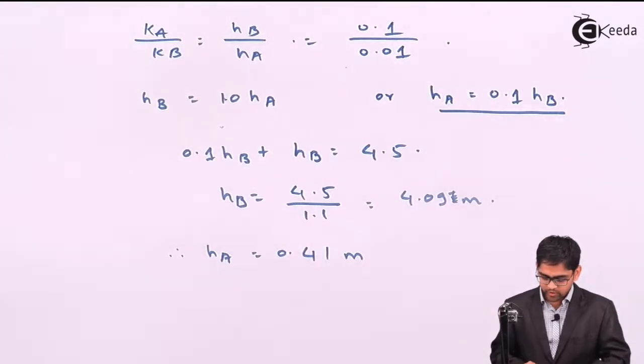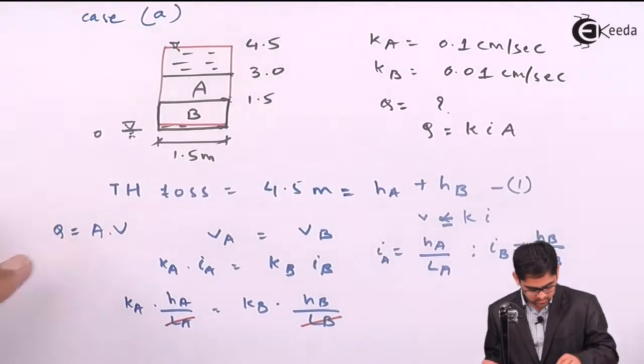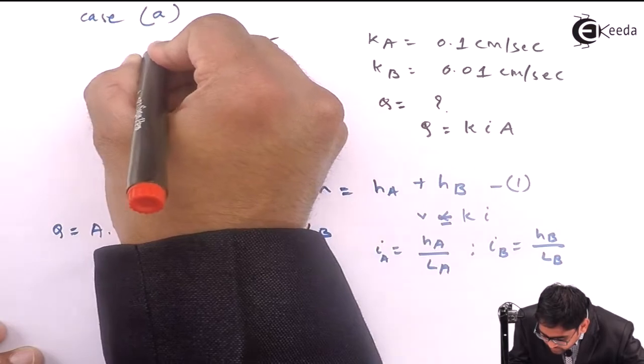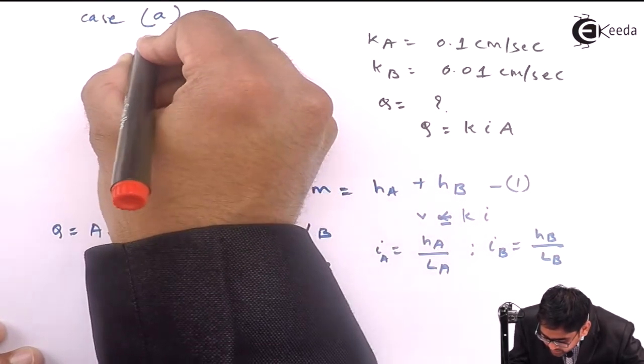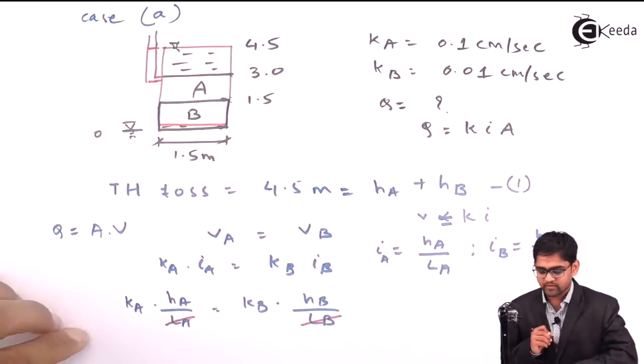So if you recollect this particular diagram, if I insert a piezometer at this particular end, hopefully the water level in the piezometer will rise up to this same level, 4.5 meter elevation.